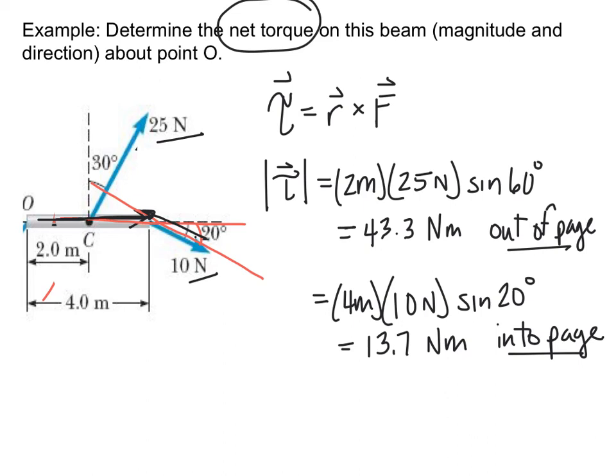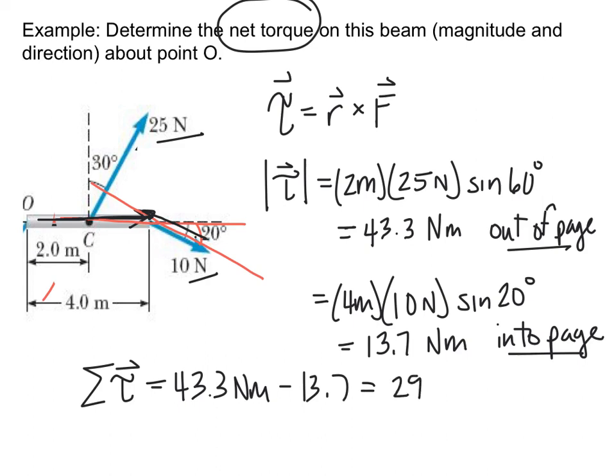So the most important thing is that they are opposite of each other, and the 43.3 is the bigger torque. So my net torque, okay, that's how we would write that with the sum or the sigma symbol, I would say 43.3 minus 13.7, and that should come out to be 29.6 Newton meters. And then again, the larger one, we keep that direction, out of the page.